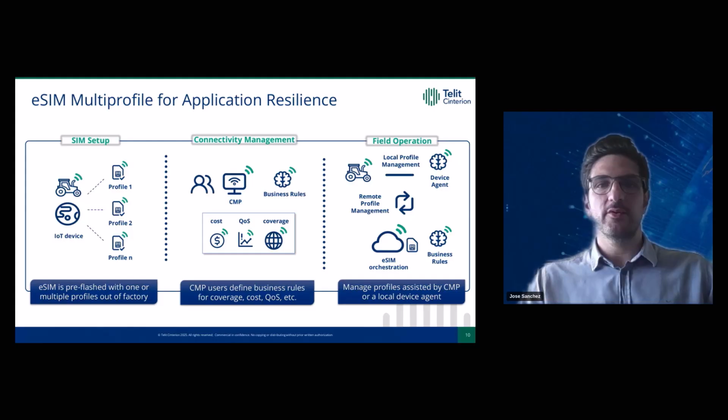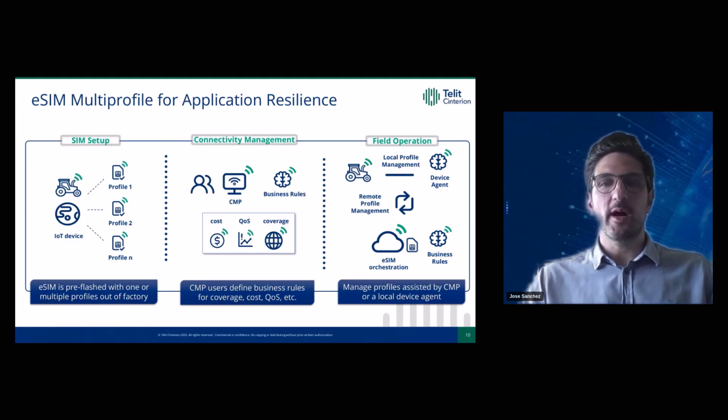The eSIM multi-profile solution allows, for instance, to do things like we're showing in this slide. The eSIM is pre-flashed with one or multiple profiles out of the factory. It could be a single profile out of the factory. Then the connectivity management platform users, basically the platform provided by the IoT MVNO, define business rules for coverage, cost, quality of service, etc.